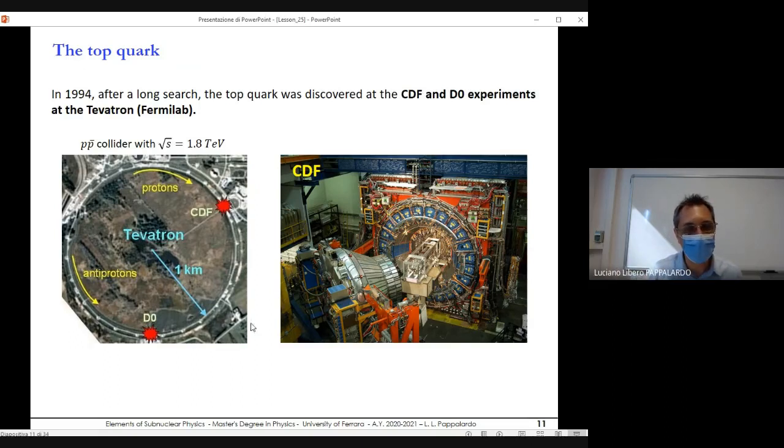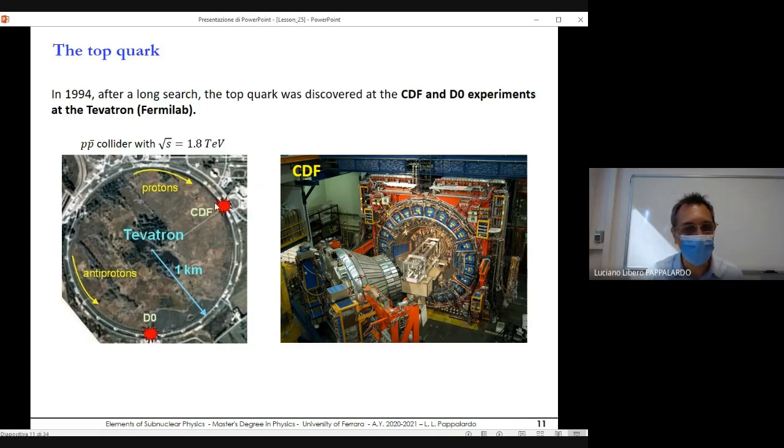So we had a proton beam circulating in one direction, an antiproton beam in the other direction, and two experiments, two collision points, which were called CDF and D0. You see here an example of the CDF detector, and you see how big, large, and complex it is. And it is indeed what you need in order to make this kind of discovery.